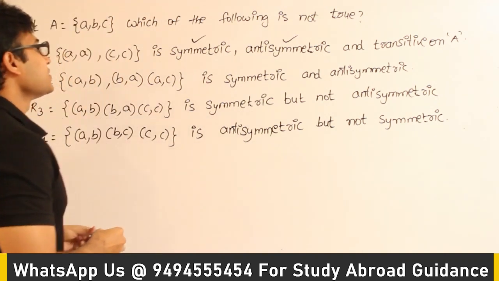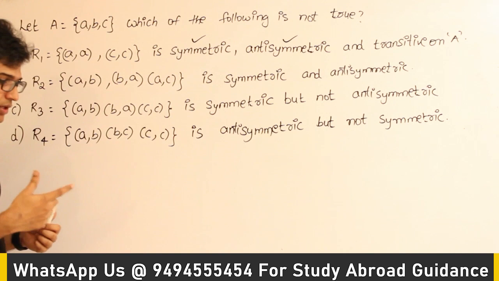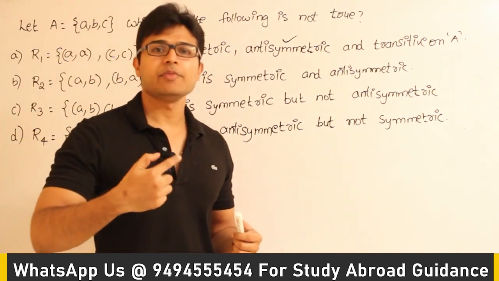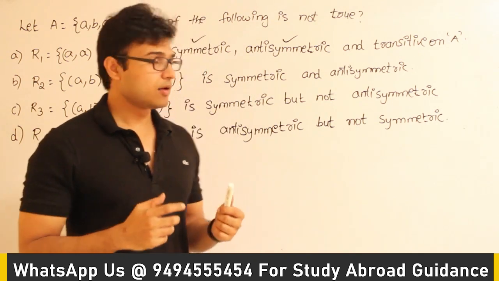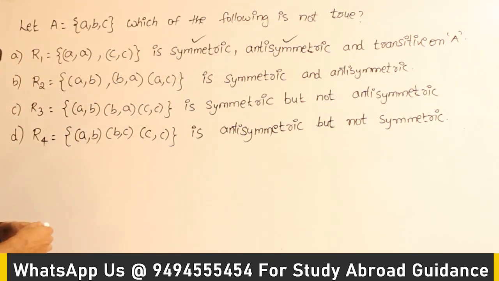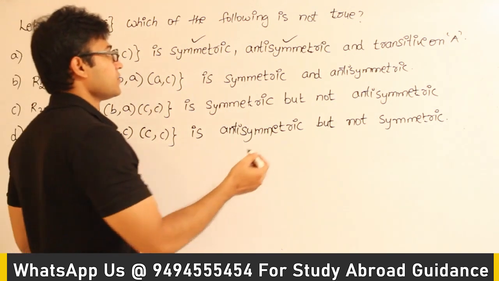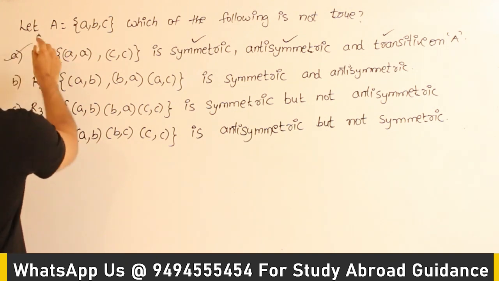And what about transitive? Is it transitive? Transitivity again fails only when you have elements of type (a,b) and (b,c), then only you should test whether (a,c) is present. But here there is no element of type (a,b) and (b,c), right? Therefore it is transitive. So of course this is true.